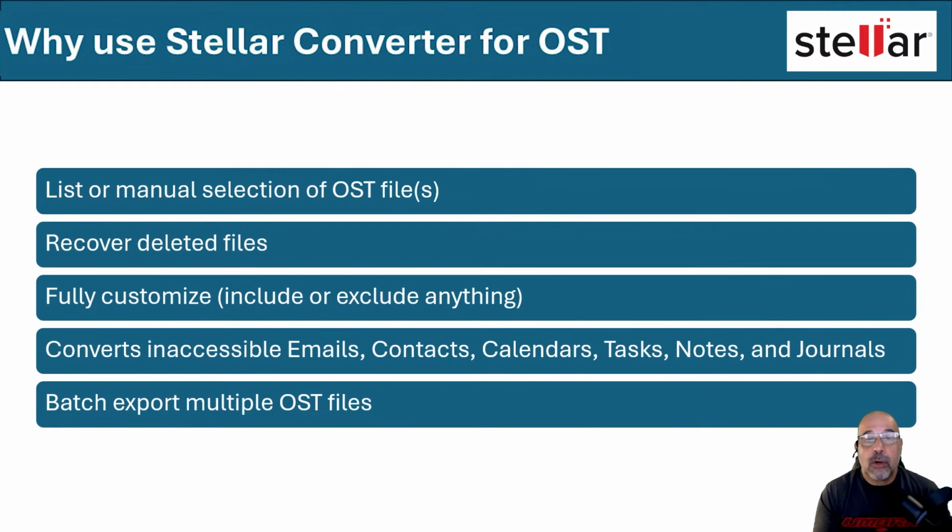It's fully customizable. So what it actually exports as a PST, you can customize. You can choose to leave things out. For example, leave out the junk folder, or you can choose only to store emails from a specific date range, which will make the file smaller. You can convert inaccessible emails, contacts, calendars, tasks, notes, and journals.